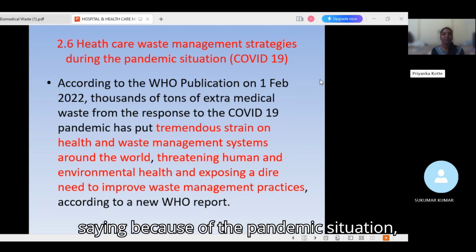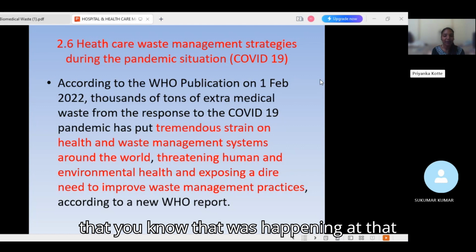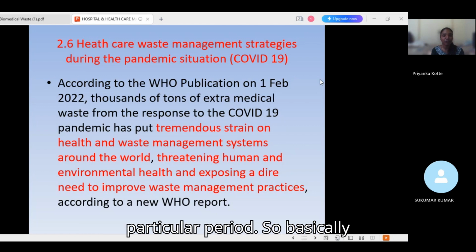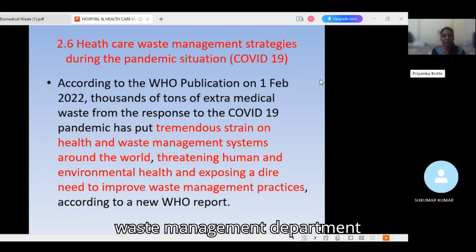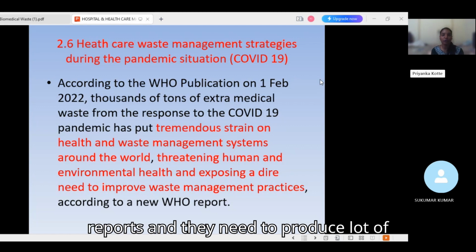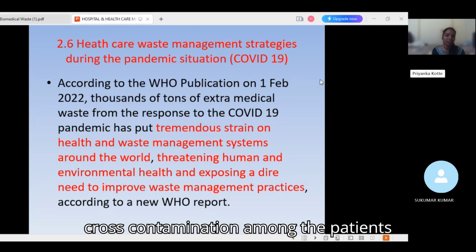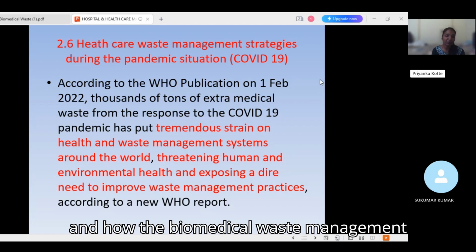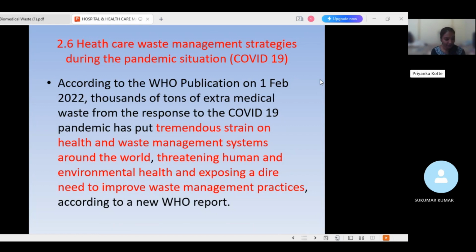So what are they saying? Because of the pandemic situation, because it was a highly infectious virus at that particular period, the more pressure was on the biomedical waste management department, where they needed to produce a lot of reports and a lot of guidelines in order to prevent cross contamination among the patients, and to guide how biomedical waste management needed to be done.